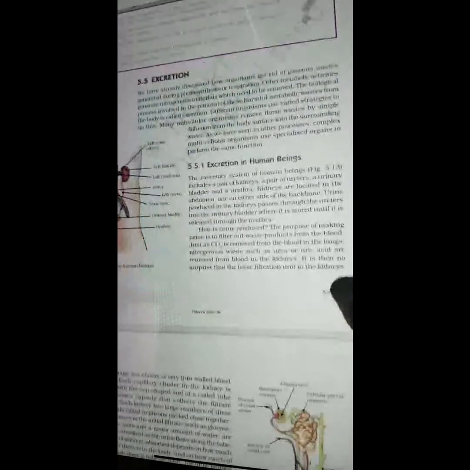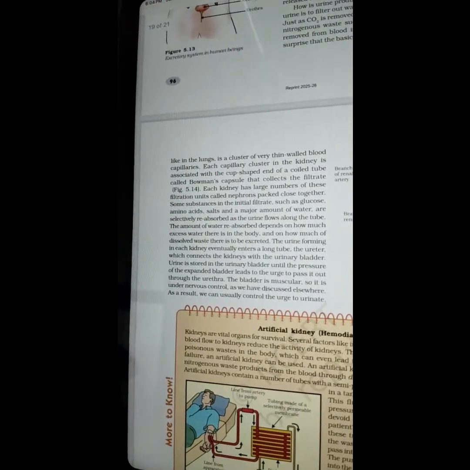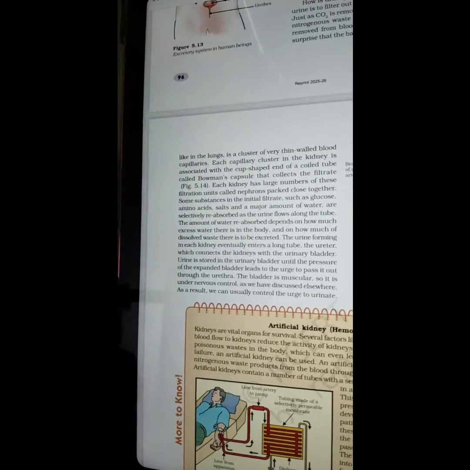Urine produced in the kidneys passes through the ureters into the urinary bladder where it is stored until it is released through the urethra. How is urine produced? The purpose of making urine is to filter the waste products from the blood, just as CO2 is removed from the blood in the lungs. Nitrogenous waste such as urea and uric acid are removed from blood in the kidneys. It is then no surprise that the basic filtration unit in the kidneys, like in the lungs, is a cluster of very thin walled blood capillaries.